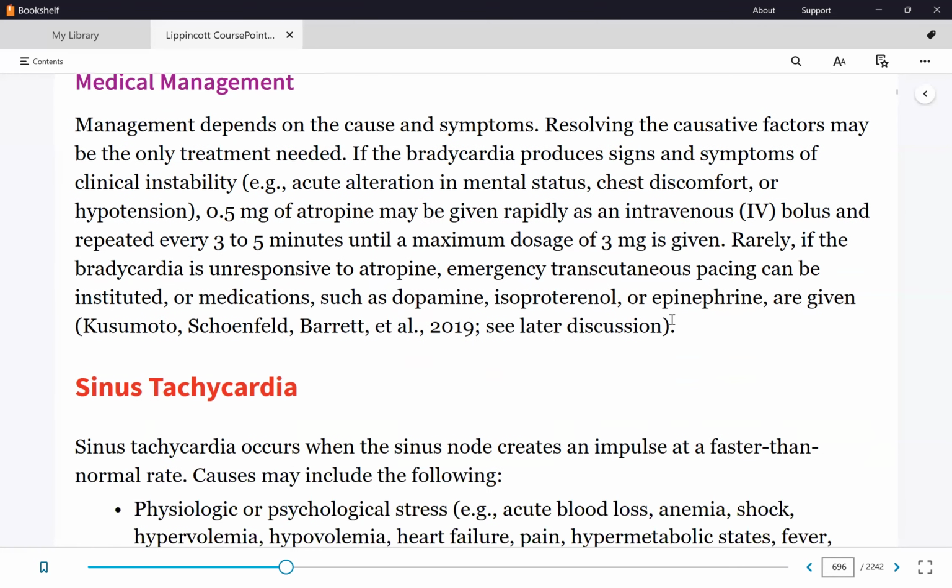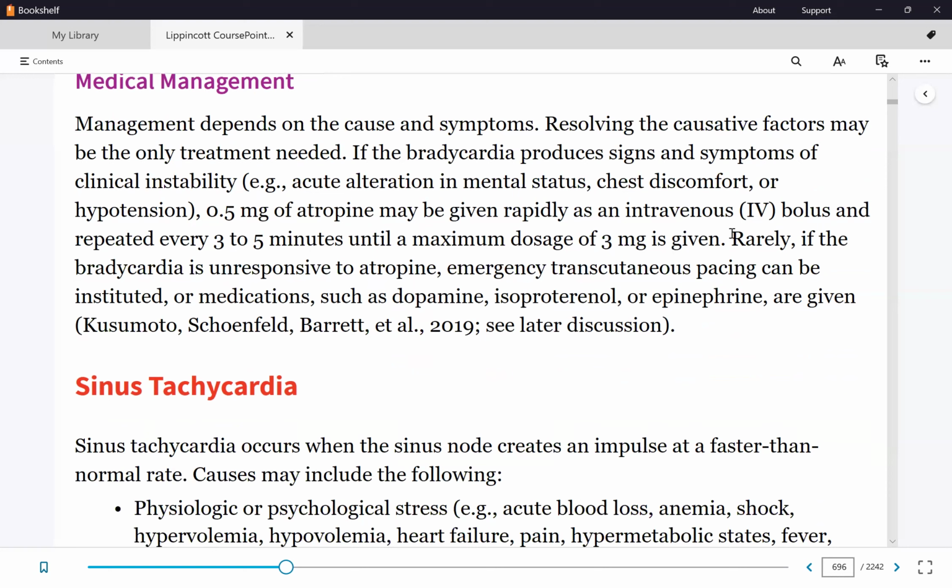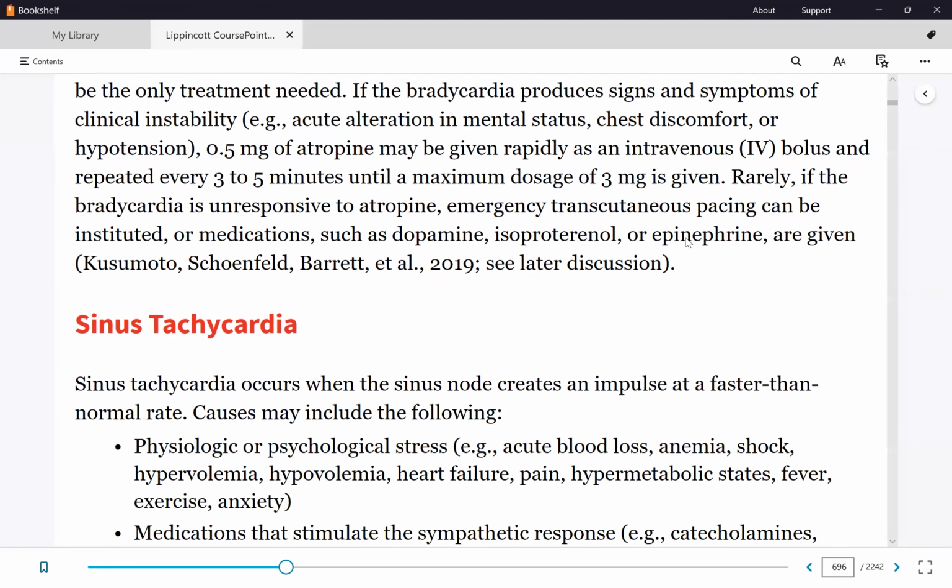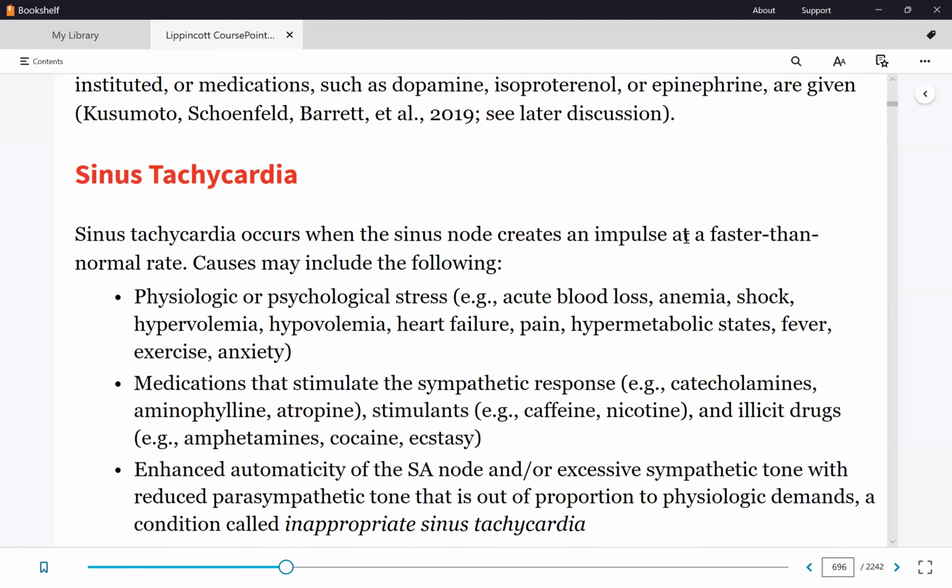Okay. And if, let's say, they don't respond to atropine, then we'll have to go further. We have to put a pacemaker. We'll discuss pacemakers later because it's a whole section on pacemakers. So we'll come back to that. Any question on sinus bradycardia?